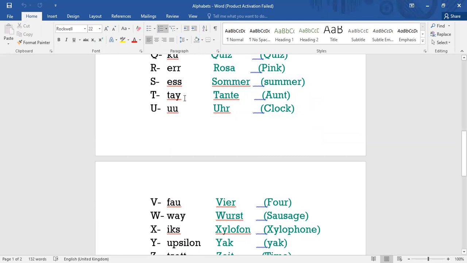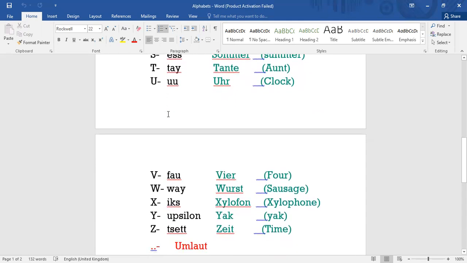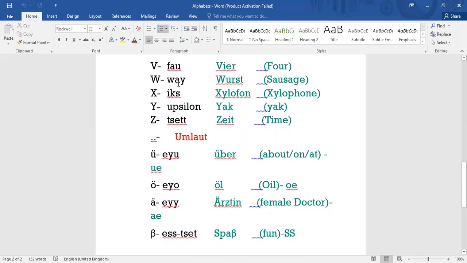Okay, T gives a sound of T. This is similar to English. So this is Tante. In English, this is aunt. U gives a sound of oo. So basically this will be read out as Uhr. So this means clock.